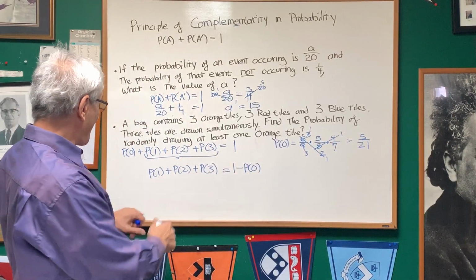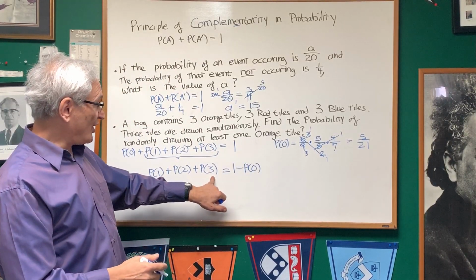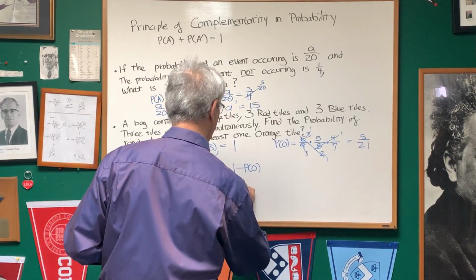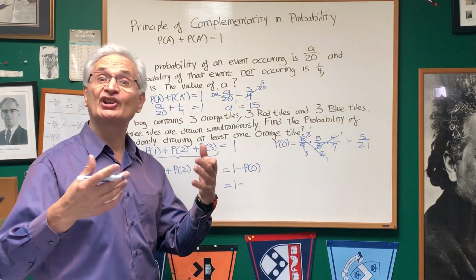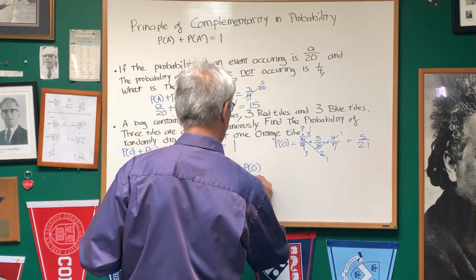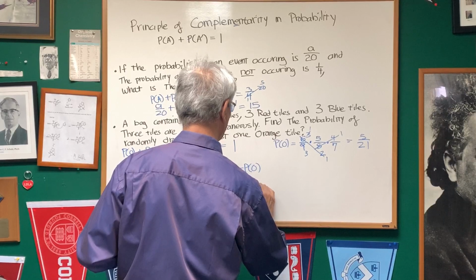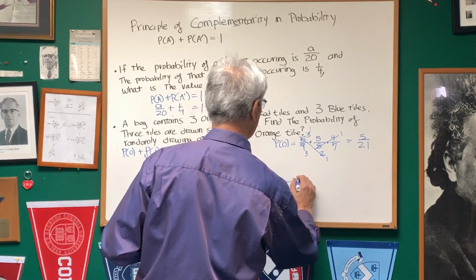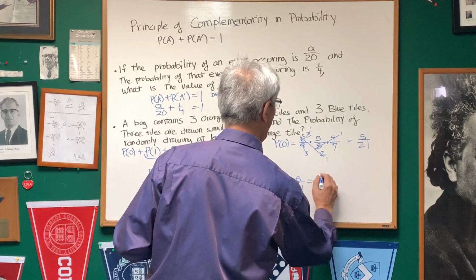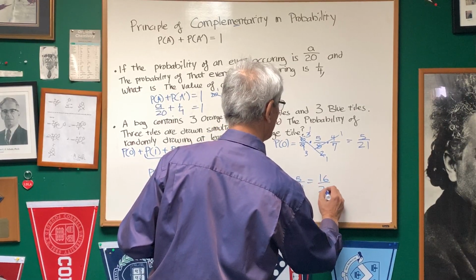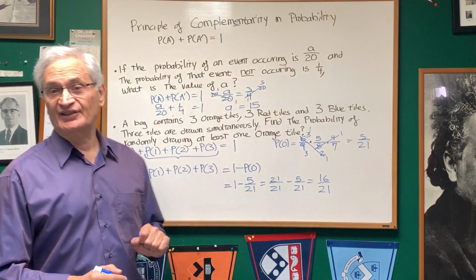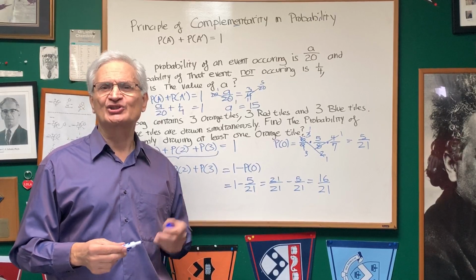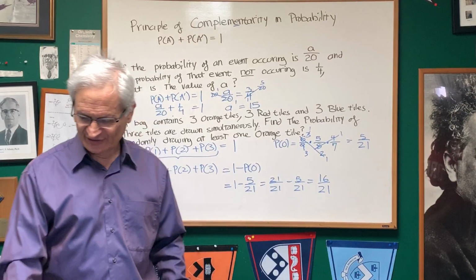Back to our main problem here. What's the probability of drawing at least one orange tile? It's 1 minus the probability of drawing no orange tiles in those 3. So it's 1 minus 5 over 21, which is equal to 21 over 21 minus 5 over 21, and that's going to be 16 over 21, and that's the answer to our question. That's the probability of drawing at least one orange tile in a draw of 3 tiles.